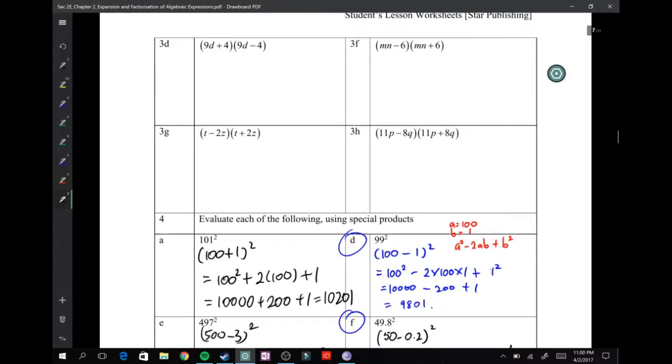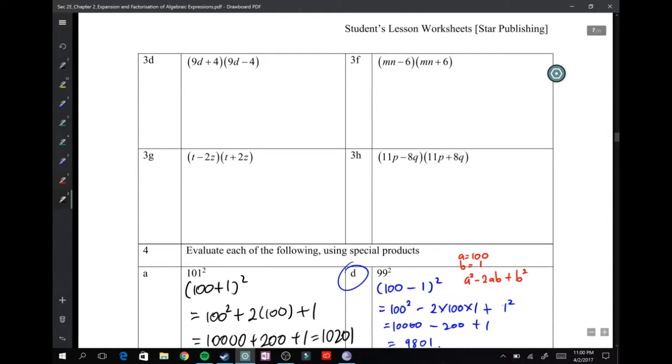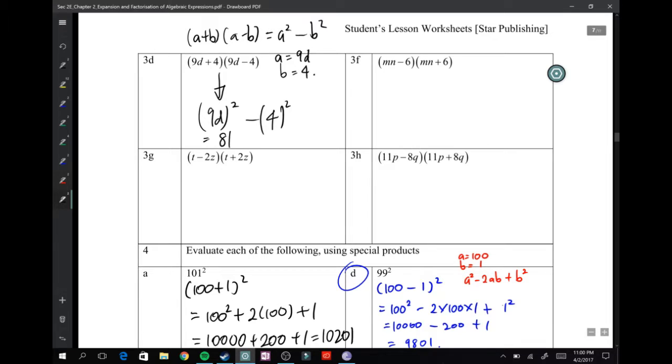Over here, please note that you actually have (a + b) times (a - b), and when that happens you get a squared minus b squared. So here a is 9d, b is 4. So a squared minus b squared will give you (9d) squared minus (4) squared. You don't have to write the bracket here, but it's always good practice to draw a bracket on one term. It's up to you, but anyway the answer will be 81d squared minus 16.